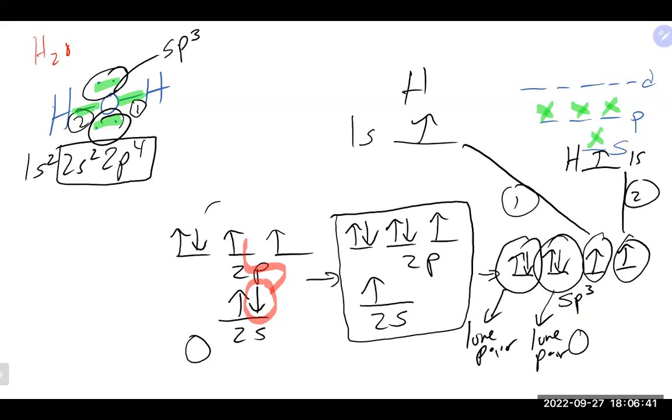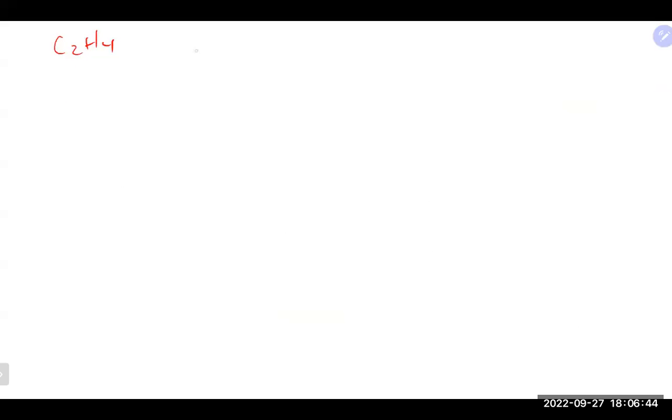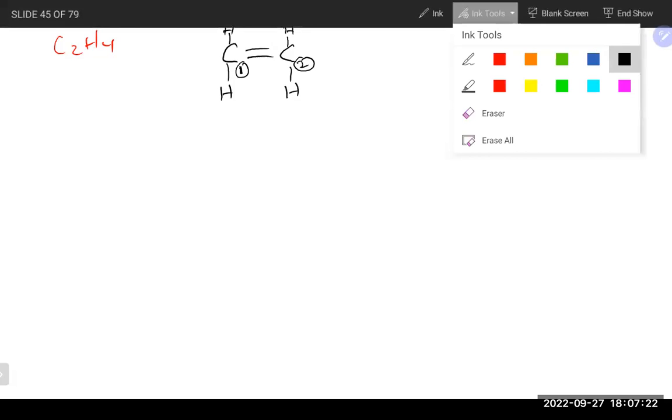Other questions? So let's take a look at this guy here, which is C2H4. If we draw a little Lewis structure, something like this. We actually have 2 carbons here, right? We have 2 central atoms. We've got carbon number 1 here, and carbon number 2 here. Let us start with carbon number 1. What is the hybridization of carbon number 1?